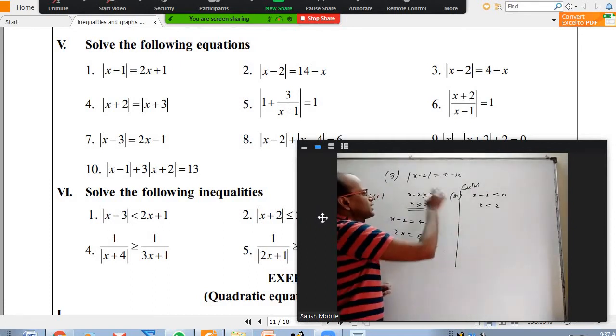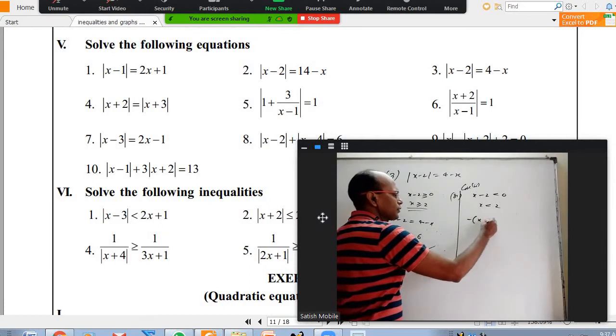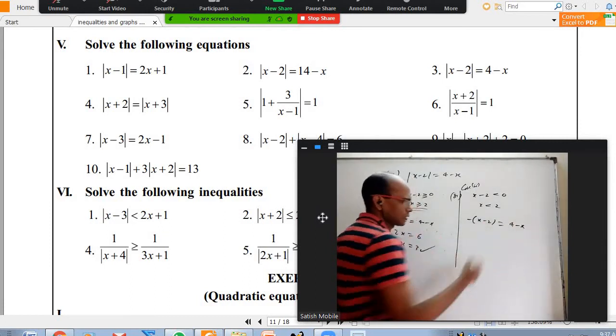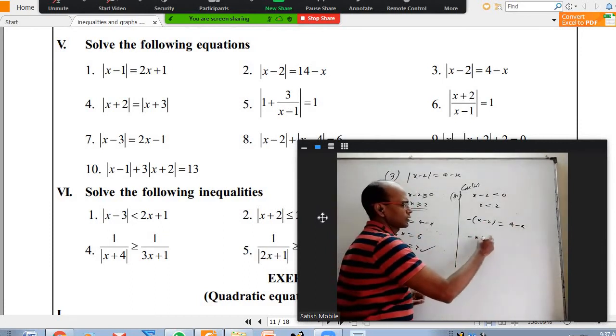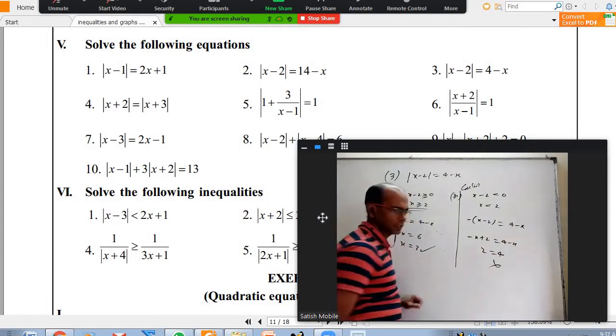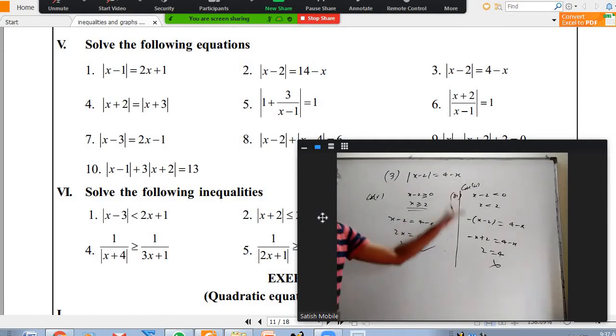When I take x less than 2, mod x minus 2 is minus of (x minus 2), which is equal to 4 minus x. Minus x plus 2 equal to 4 minus x. Minus x will cancel, 2 equal to 4, which is meaningless. So in this case there is no solution at all. And in this case I got a solution which belongs to that interval. So x equal to 3 is correct. Okay, so x equal to 3 is the only answer.